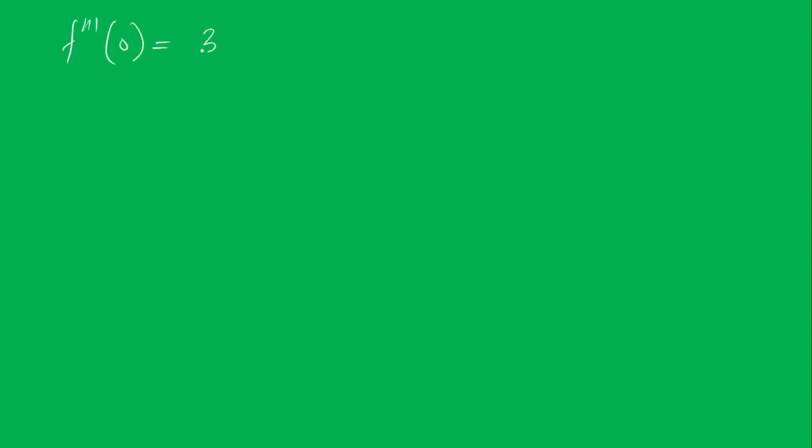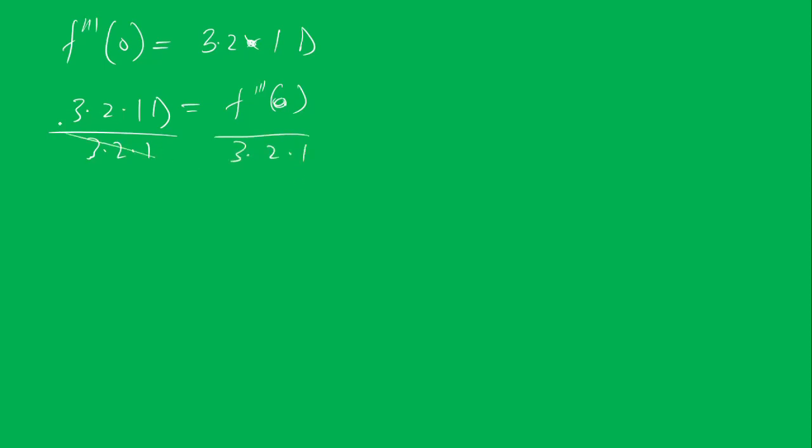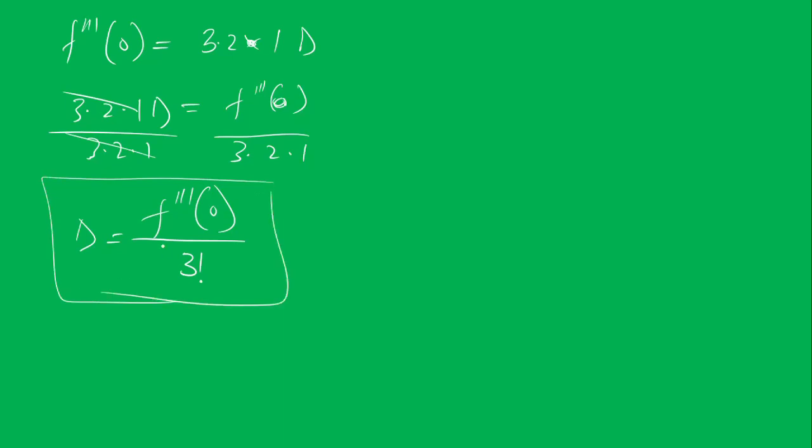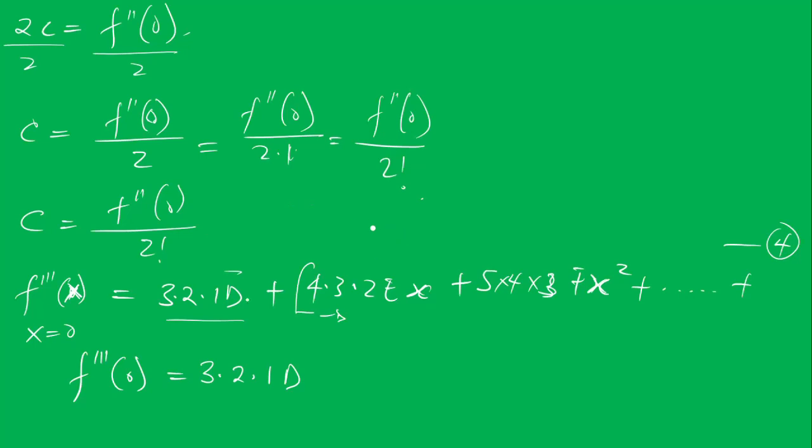So you have 3 times 2 times 1 d equal to f triple prime of 0. You divide both sides by 3 times 2 times 1, and this will cancel out. You have d equal to f triple prime of 0 all over 3 times 2 times 1, which is 3 factorial. So we have gotten d.